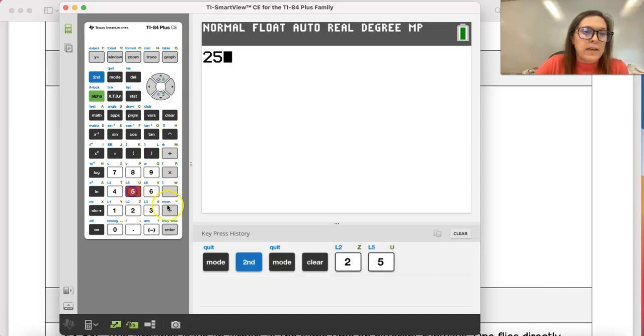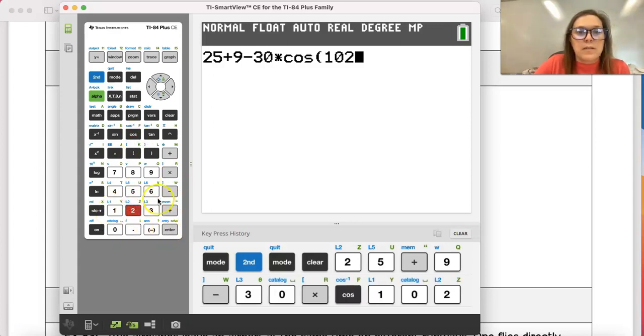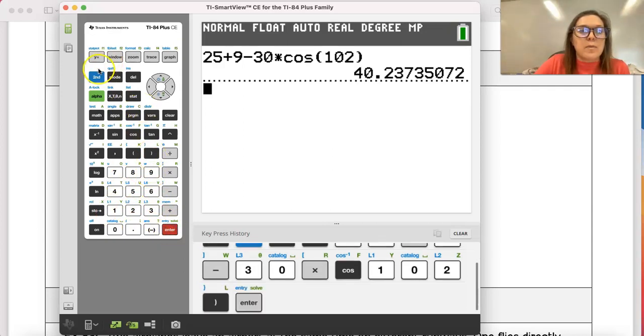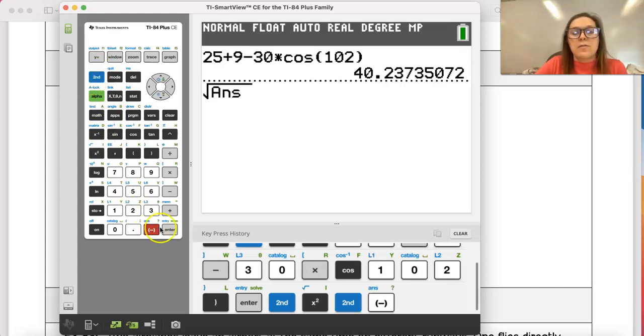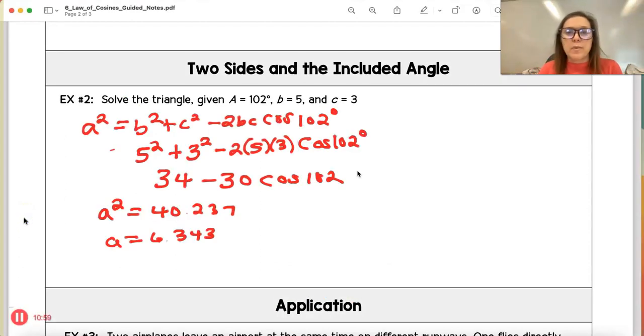Okay. So if you are doing, what did I just do? I did 25 plus 9 minus 30 times the cosine of 102. And then I get that decimal. Then I'm going to do square root. And then second at the negative sign gets you your answer. So it's going to bring back your previous answer. If you did a second answer, then it's going to bring back 2 previous answers, which is kind of cool. So there you got your answer, the 6.34. Okay.